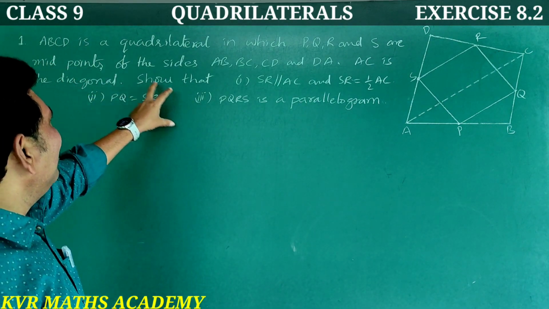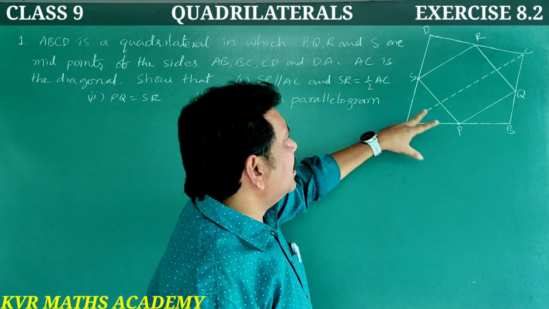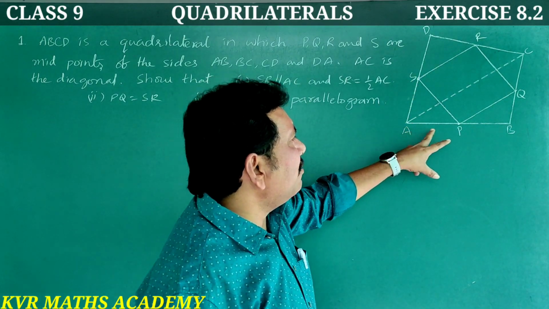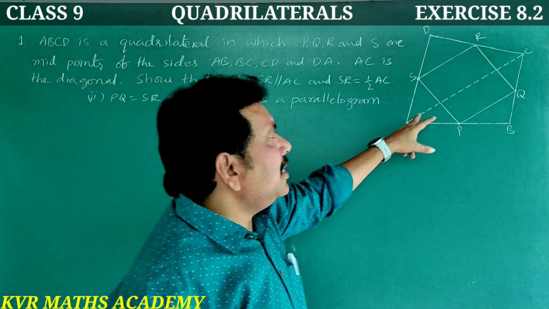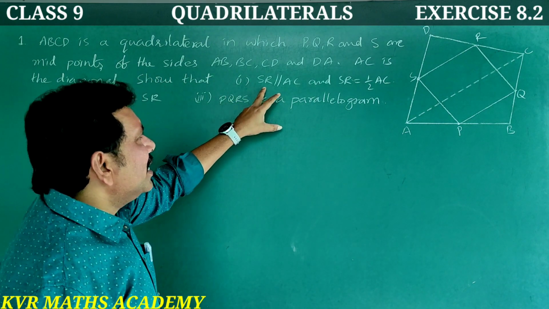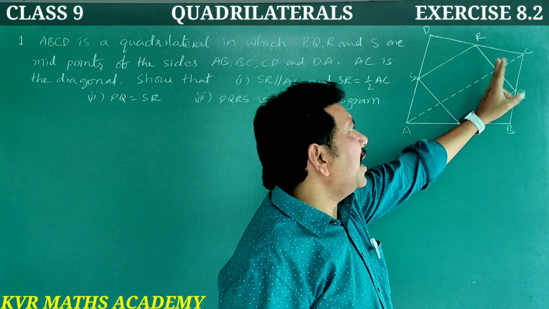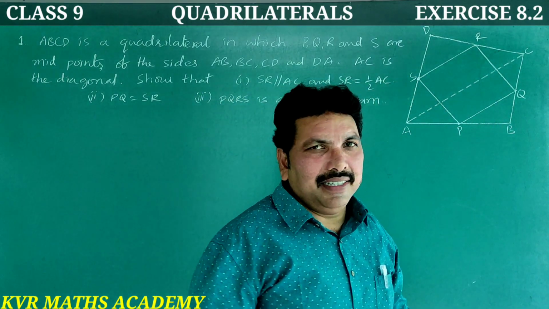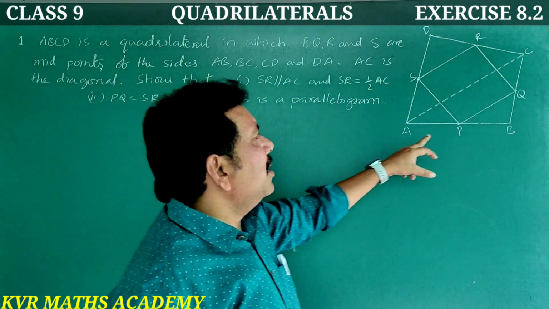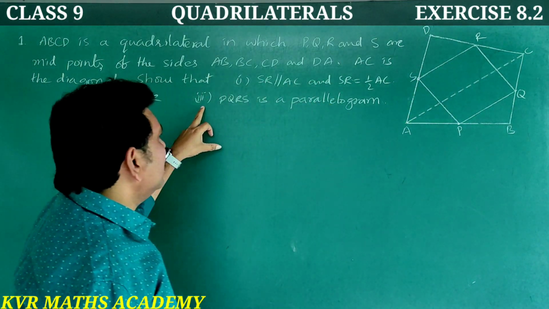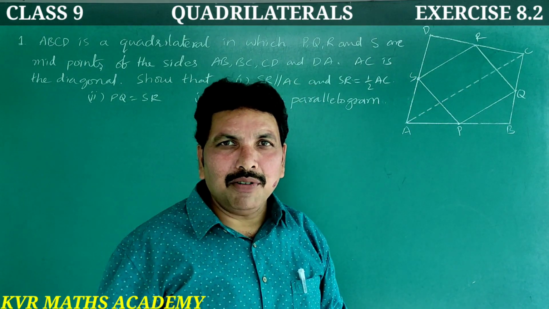Look here. ABCD is a quadrilateral in which P, Q, R and S are the midpoints of AB, BC, CD and DA. AC is the diagonal. Then what we have to show? SR is parallel to this diagonal AC and SR is equal to half AC. Second one, PQ is equal to SR. Next, third one, PQRS is a parallelogram. We have to prove that.